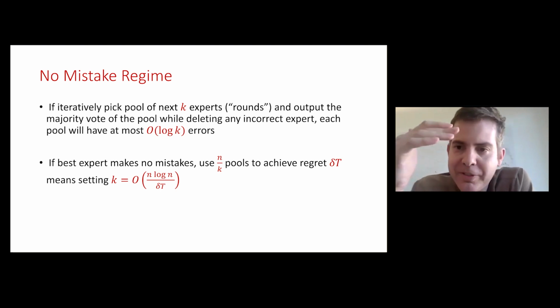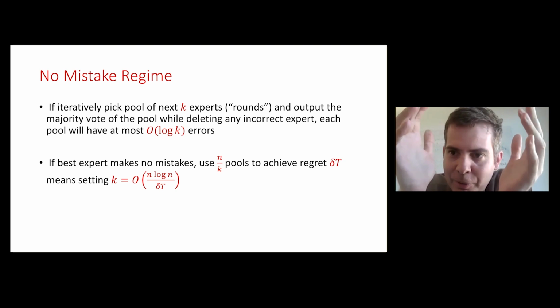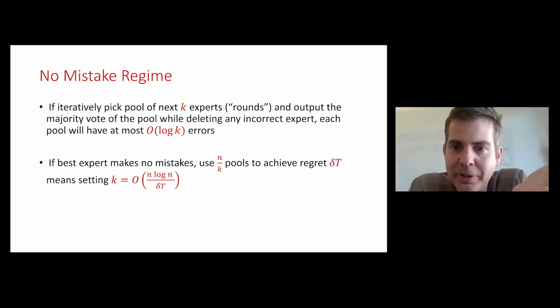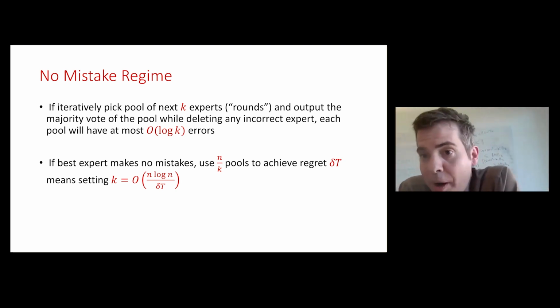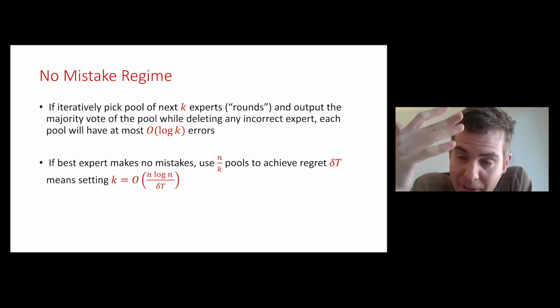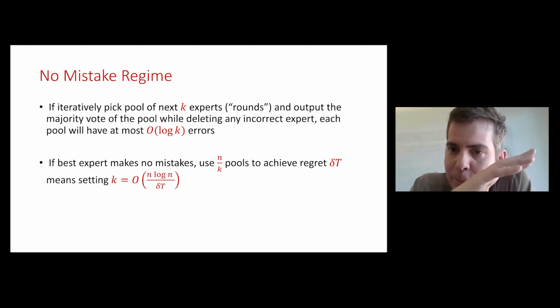then you run a simple algorithm, right? You have a pool of k experts and you follow the majority vote. And if someone makes a mistake, then you just delete that expert. And if you're wrong, then half of the experts that you currently have are wrong. And so the number of errors you're going to have until the pool is obliterated is order log k errors. This is if the best expert makes no mistakes.